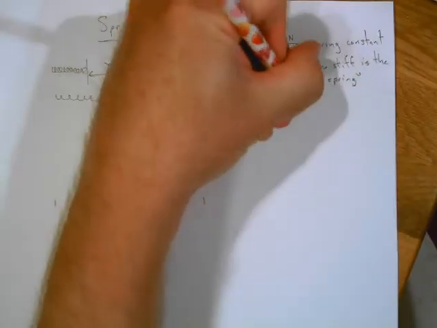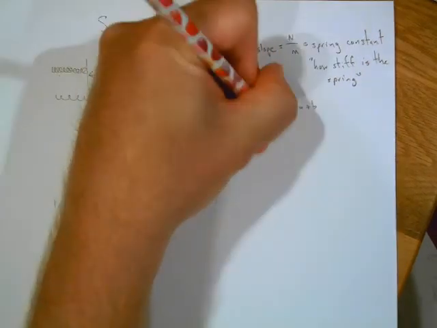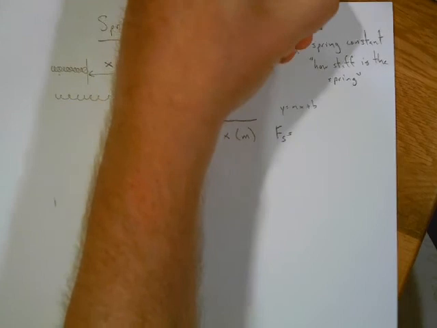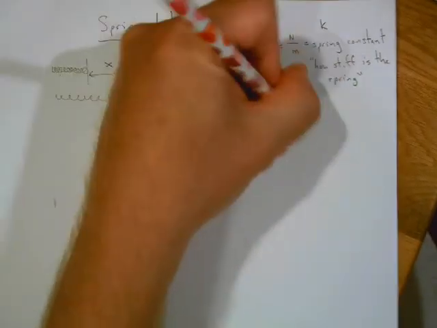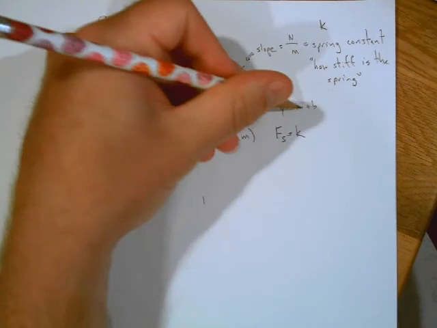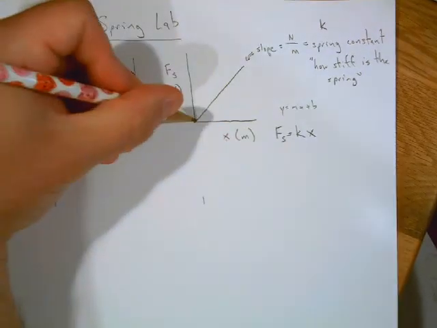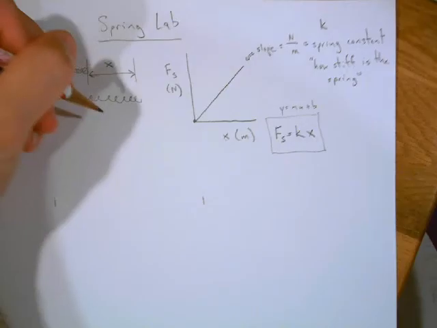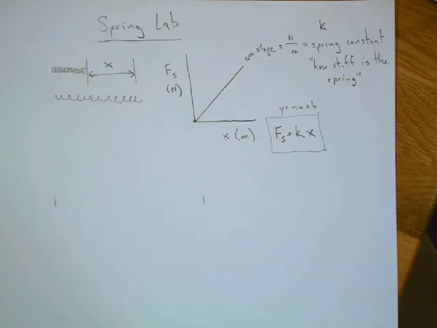Anytime you have a line, you should be thinking y equals mx plus b. And you should think, well, wait a second, I didn't graph y. I graphed Fs. My slope was the spring constant, which is a lowercase k. And then did I graph x? Oh, actually, I did graph x, so that would be x. And my y-intercept was 0. So, hey, look, here is my formula: force of the spring equals k times x.